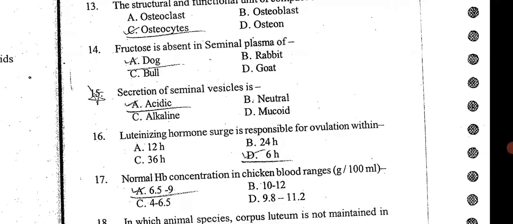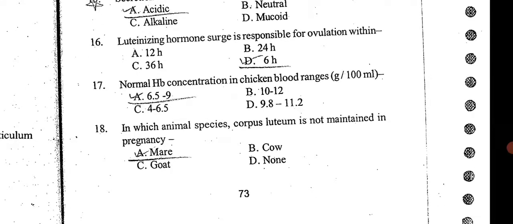The luteinizing hormone surge is responsible for ovulation within 6 hours. After 6 hours of the LH surge, there is ovulation. The normal hemoglobin concentration in chicken blood ranges from 6.5 to 9 grams per 100 ml.